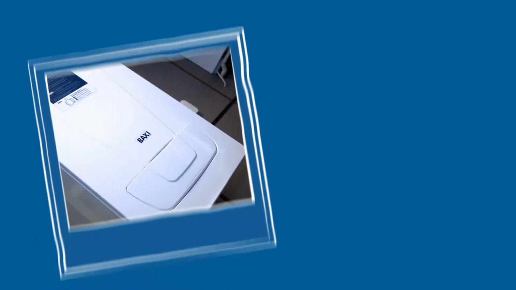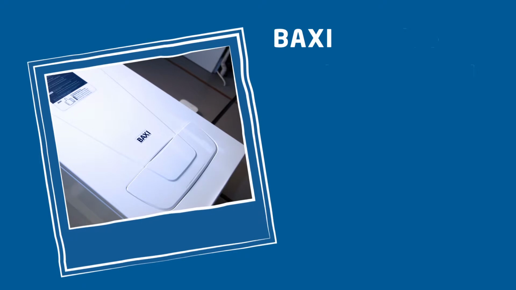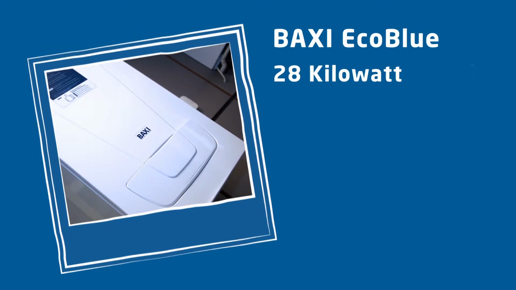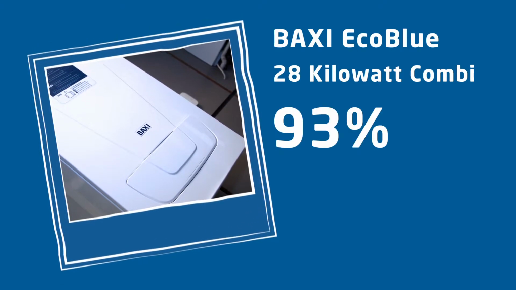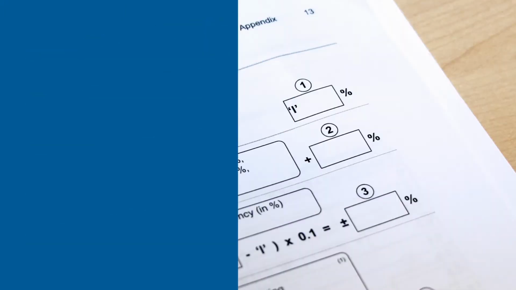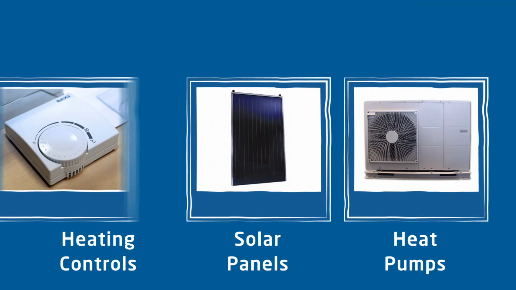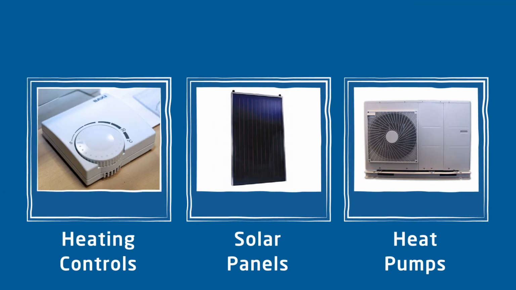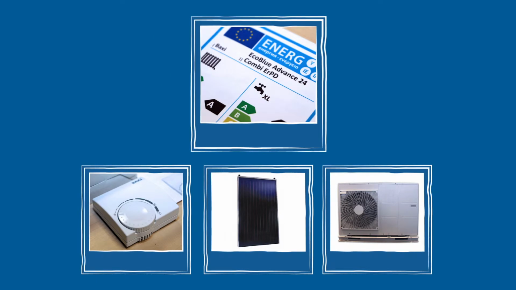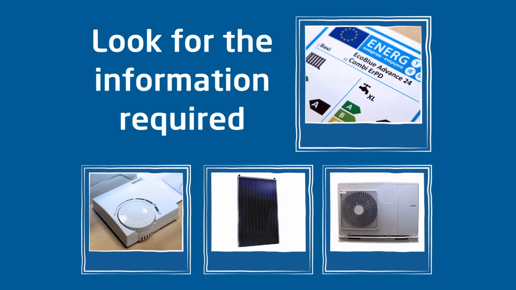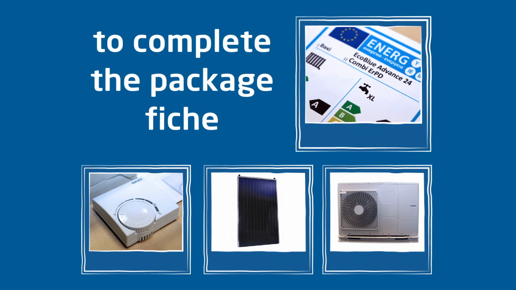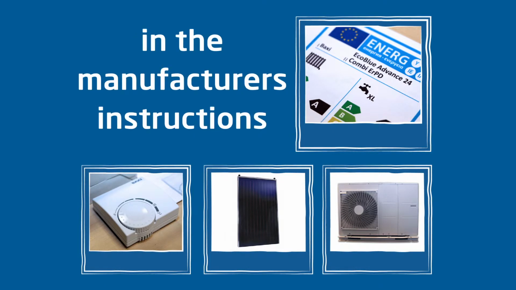fitting. In this example, we are fitting a Baxi Eco Blue 28 kilowatt combi with an efficiency of 93%. Write the efficiency of the boiler you are fitting in cell 1 of the package fiche. Heating controls, solar panels or heat pumps may not come with a package label. Look for the information required to complete the package fiche in the manufacturer's instructions.